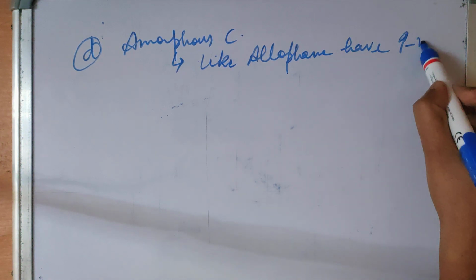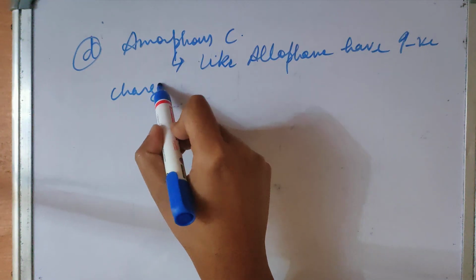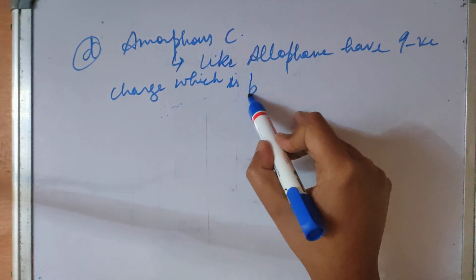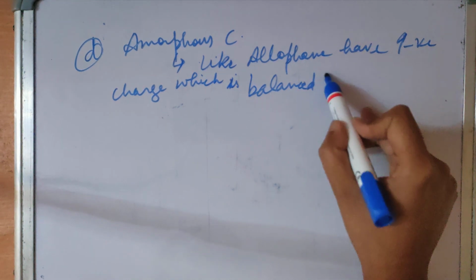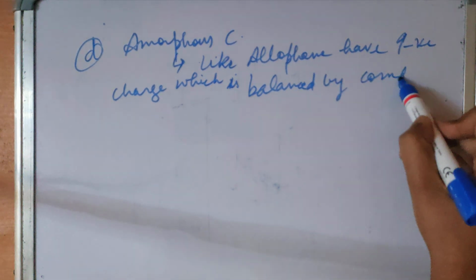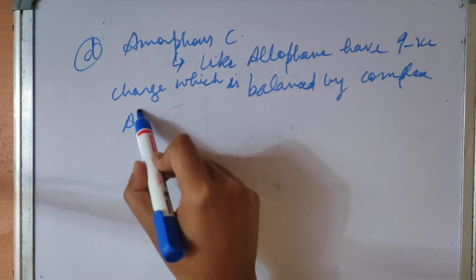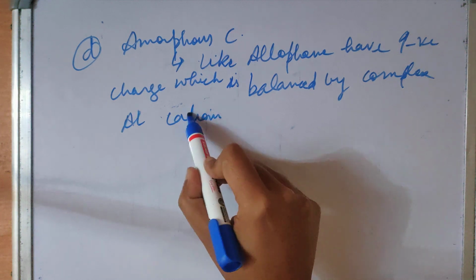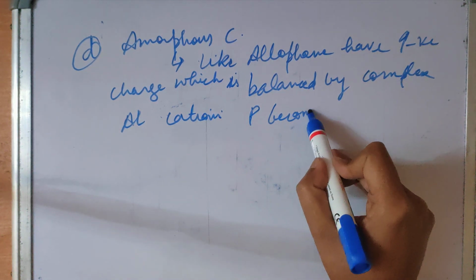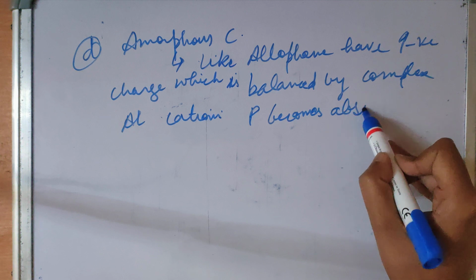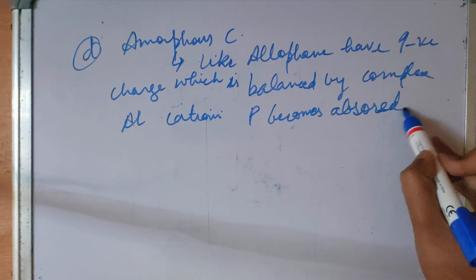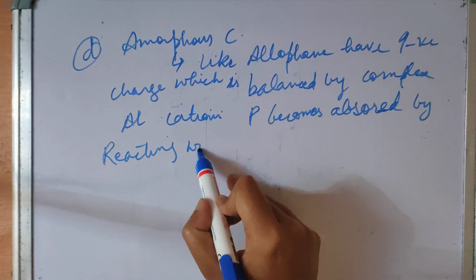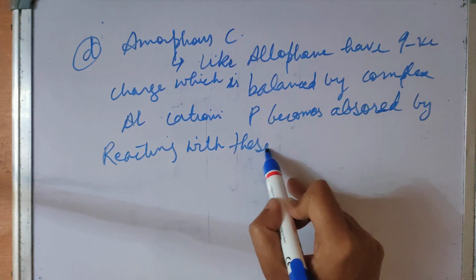They have a large negative charge which is balanced by complex aluminum cations. Phosphorus becomes absorbed by reacting with these aluminums.